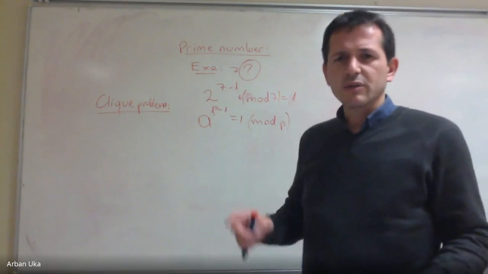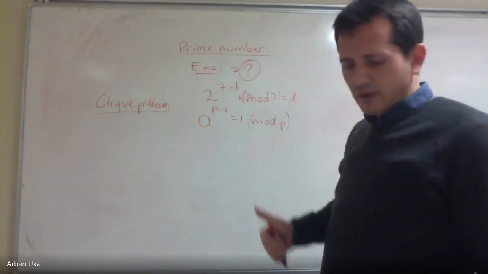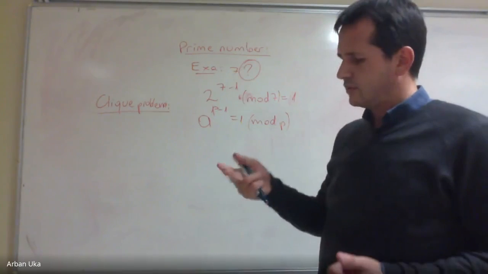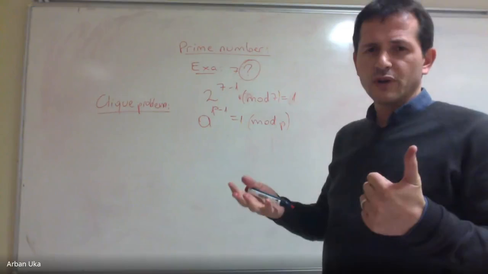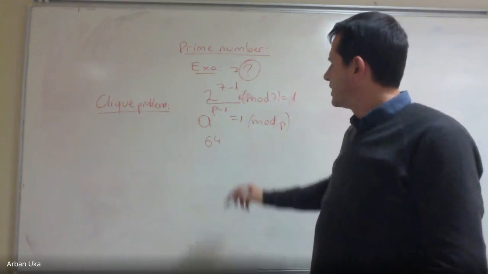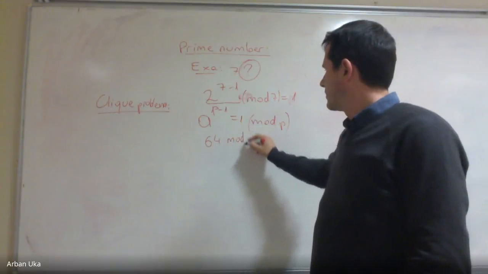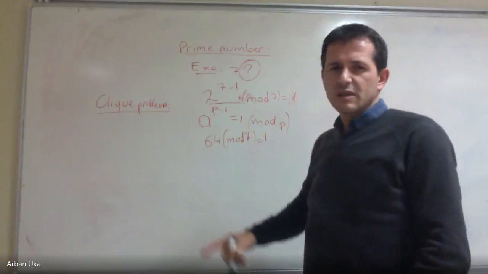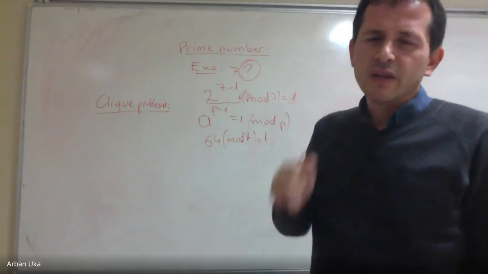But wait a second. Ari, you said 2 to the power 6 is 64. It's 64, I guess. Oh no, it's 2 to the power of 7 minus 1. No, sorry, I thought 2 to the power of 7 minus 1 down there. No, it's like this. So 64 mod 7, we really get 1, because 7 times 9 is 63. Yeah. So this is confirmed.